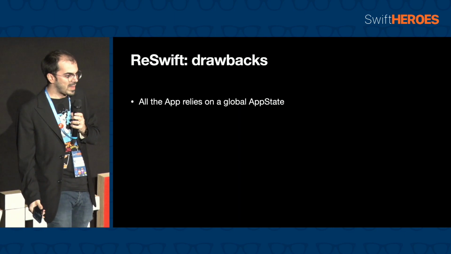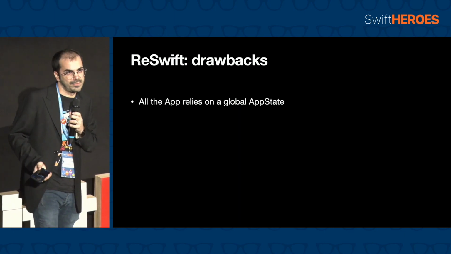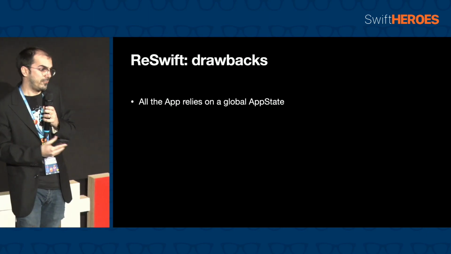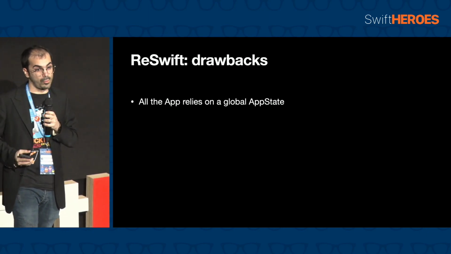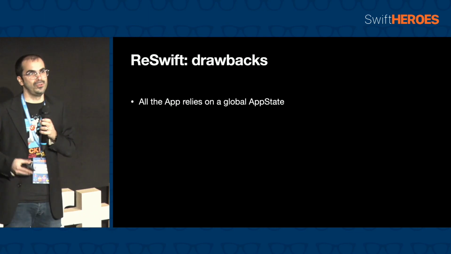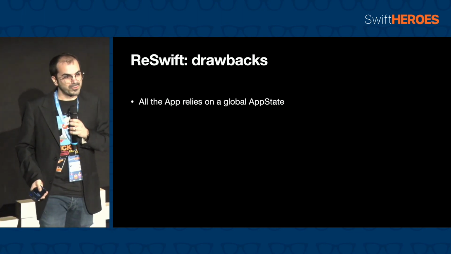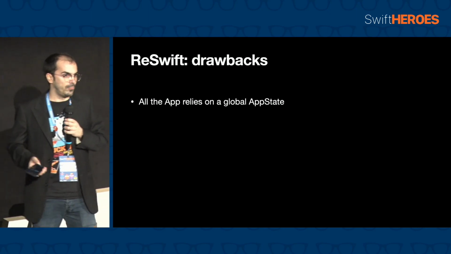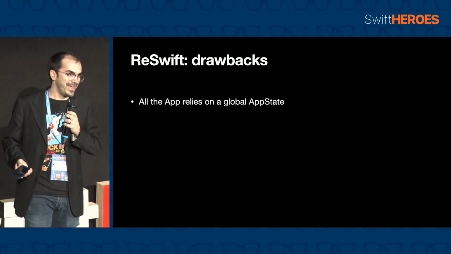All the app relies on a global app state. This is good. Why? Because we have a single source of truth for our application, but this is also a problem when we want to modularize it. But why should we want to modularize our code? What are the benefits of modularization? A lot of questions today, I know.